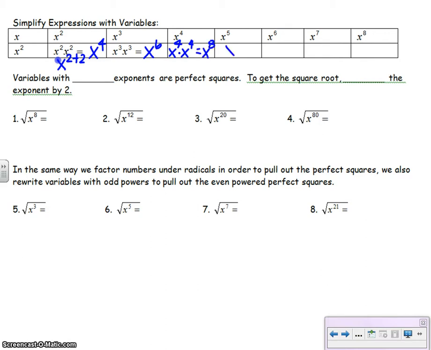Hopefully you're seeing the pattern that we're just doubling the exponent to square something. So this means anything with an even exponent is a perfect square. So to get the square root, we're simply going to divide the exponent by 2.